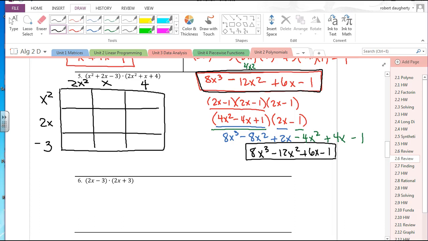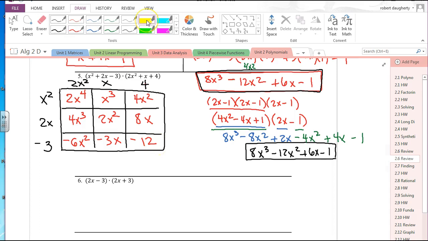So if I do this in a chart, when I multiply everything together, x squared times 2x squared is going to give me 2x to the 4th. X squared times x is x cubed. X squared times 4 is 4x squared. 2x times 2x squared is 4x cubed. 2x times x is 2x squared. 2x times 4 is 8x. Negative 3 times 2x squared is negative 6x squared. Negative 3 times x is negative 3x. Negative 3 times 4 is negative 12.